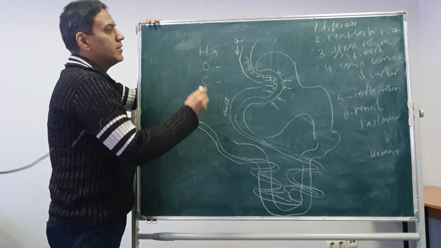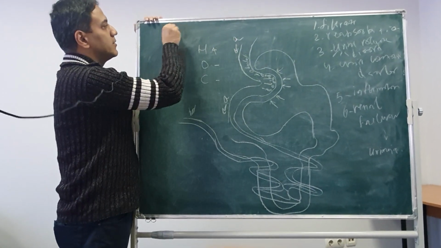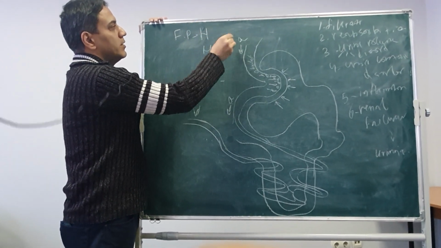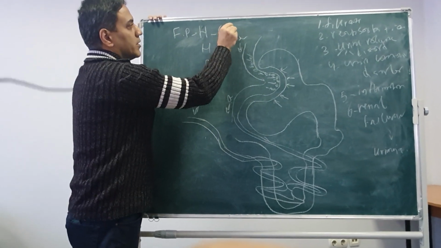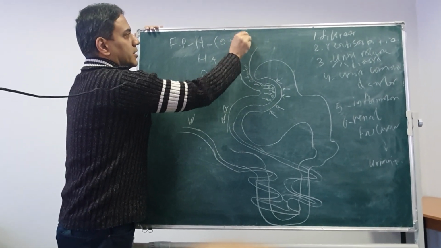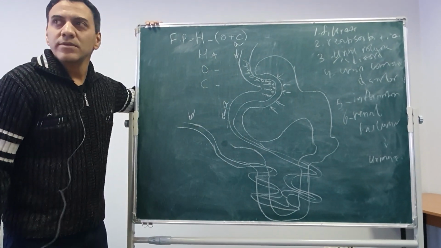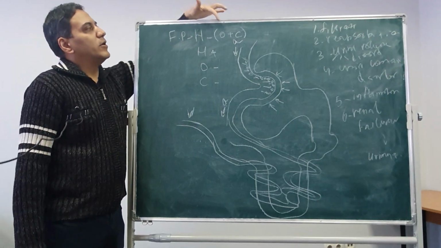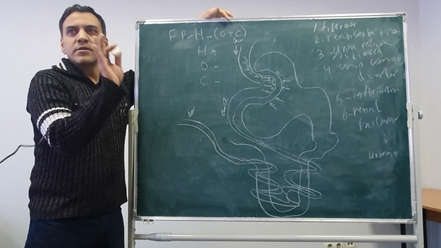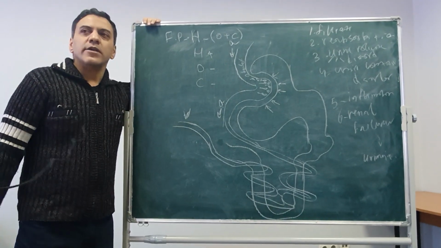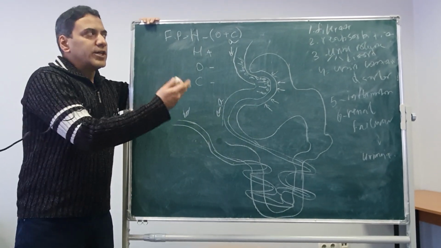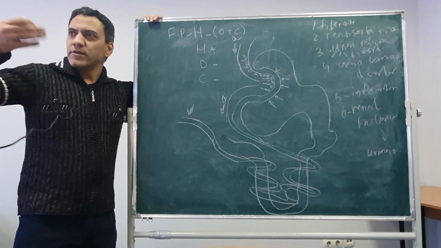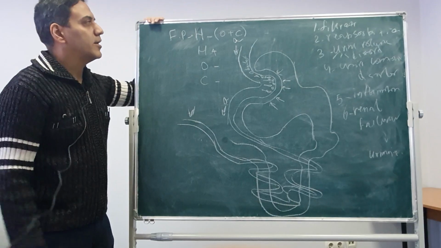So filtration pressure equals hydrostatic pressure minus oncotic pressure minus pressure inside the capsule. Understood? So hydrostatic pressure favors filtration, while oncotic and capsule pressure prevent filtration. Now it's very easy to understand when filtration becomes more and when it becomes less: when hyperfiltration and when hypofiltration.